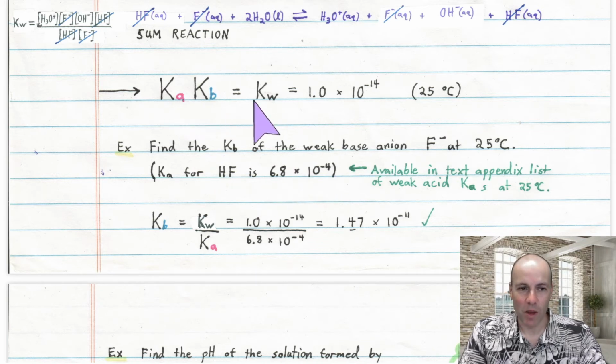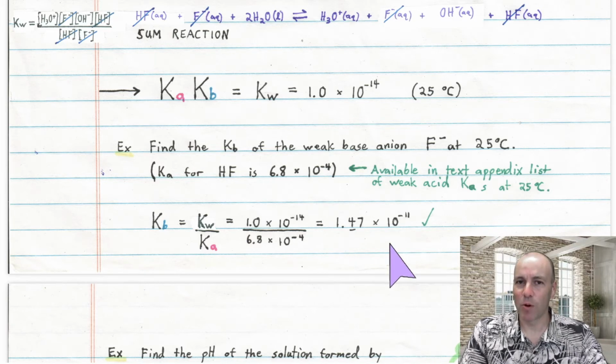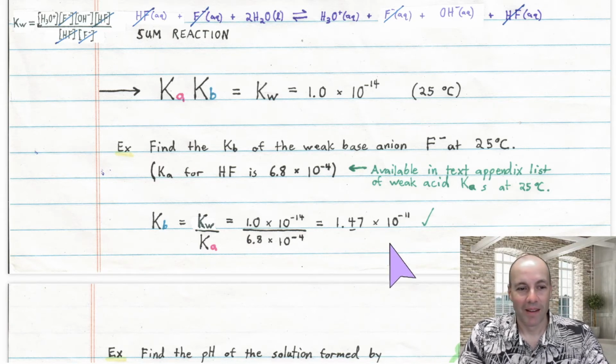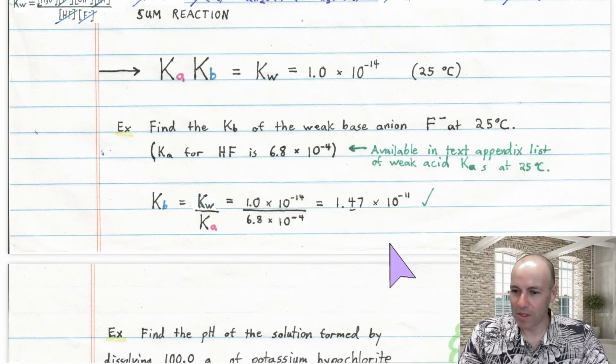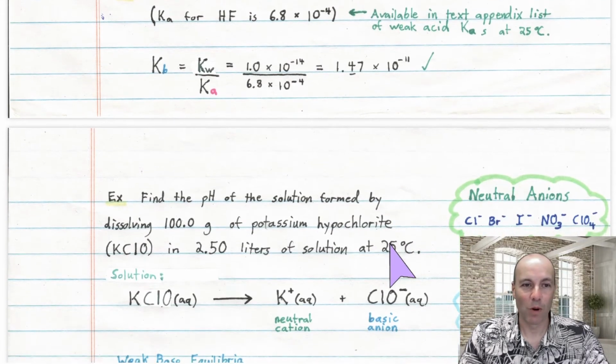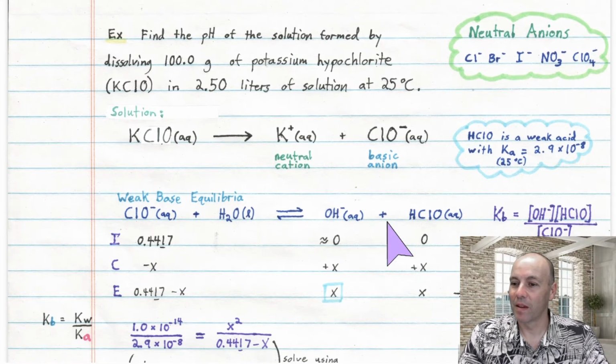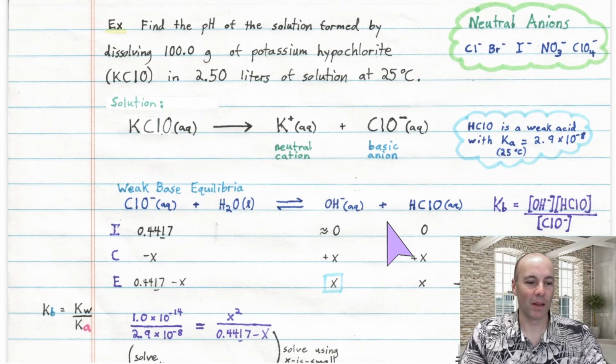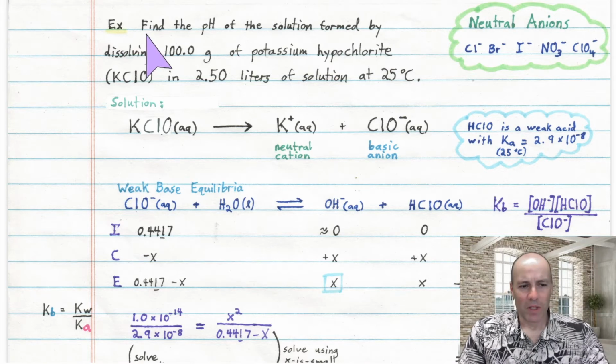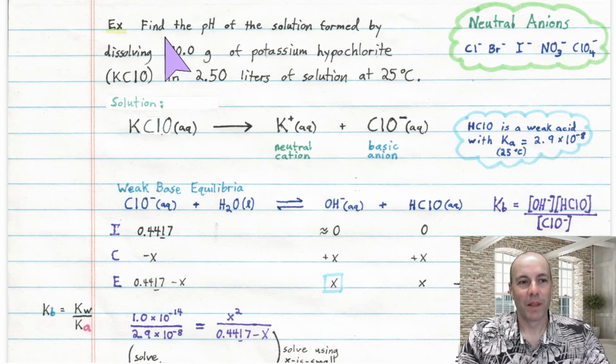And so using this equation to solve for Kb and plugging in Kw and the Ka that is in the appendix, you can calculate what Kb is, and it's 1.5 times 10 to the minus 11. So it's pretty small. Now, let's do another example where we use that relation. Okay, here we go. This one's a little more involved.